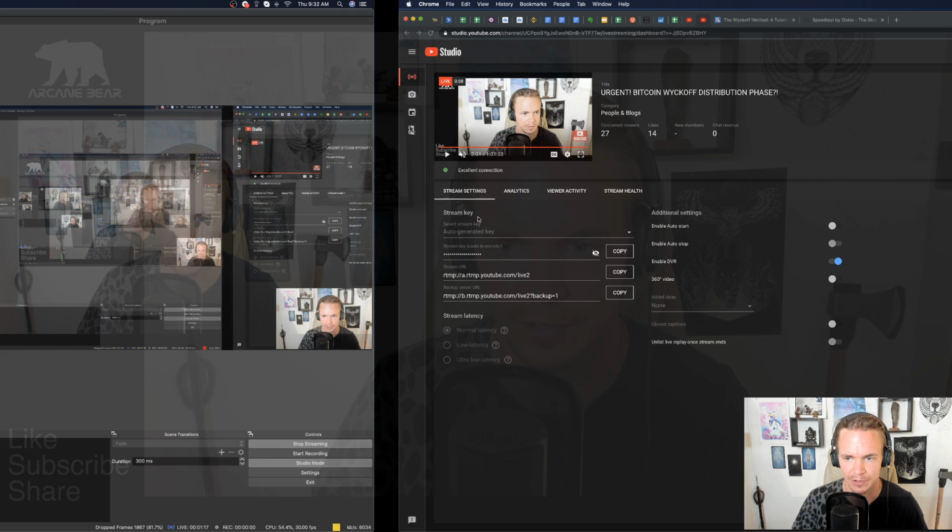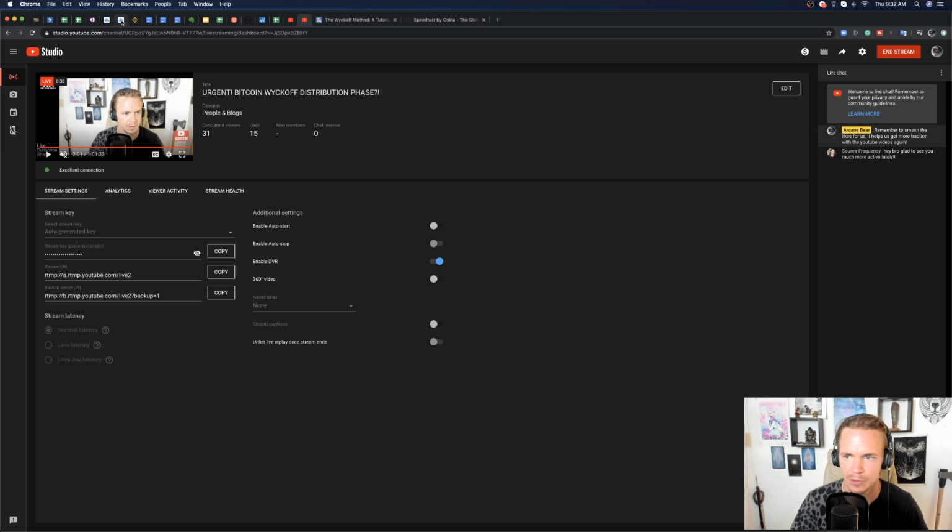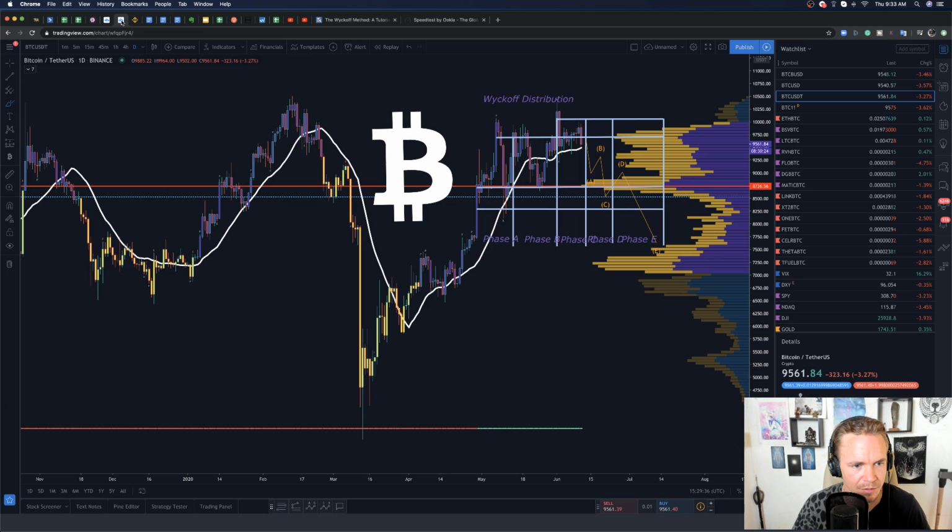So first off, what we're looking at here is a distribution schematic. We'll get further into the Wyckoff events and phases over the duration of this, but what I want you to take note of is phase A, B, C, D, and E as we continue down. And notice currently phase C would have been a retest of the range top and multiple resistance lines. So if we go over to Bitcoin here, let's make sure everything's streaming smoothly.